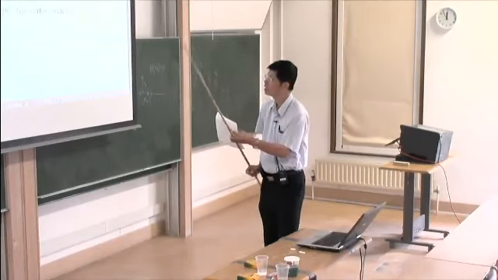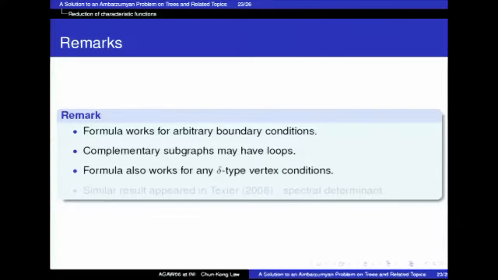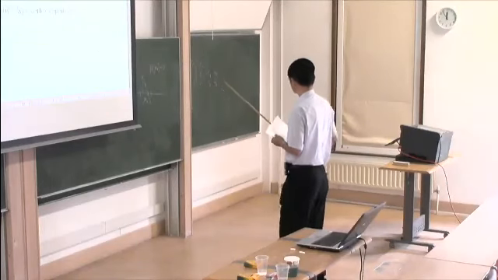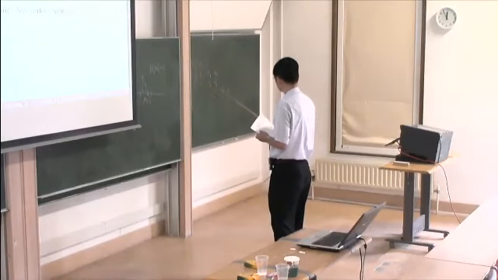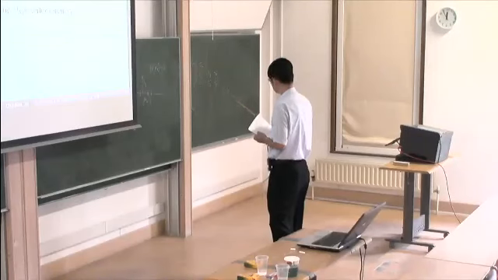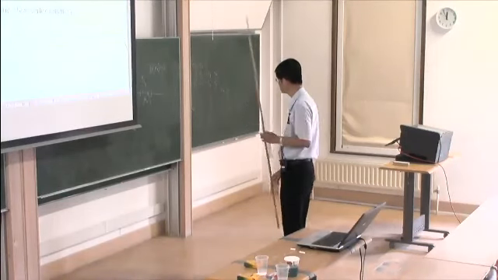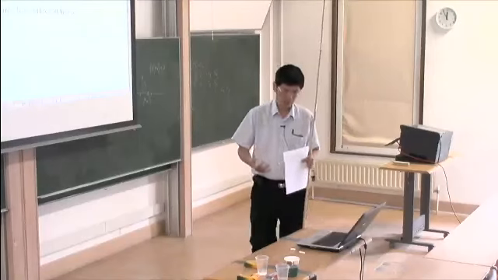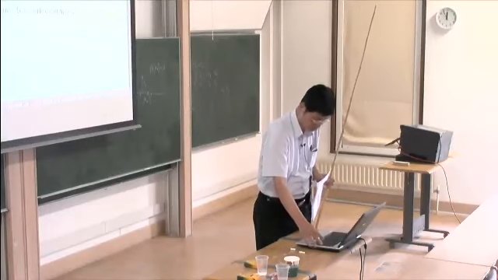And when we have so-called delta-type vertex conditions, things change when we consider the Kirchhoff condition. But because of the nature of our computation, again there's no difference. The formula still works.